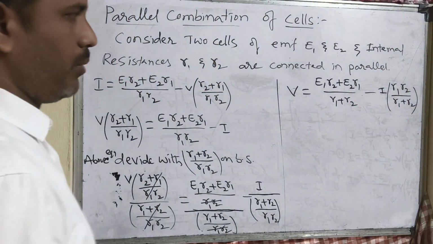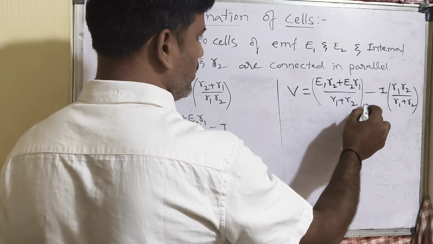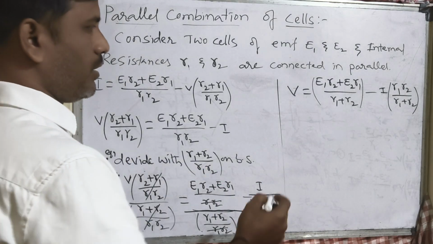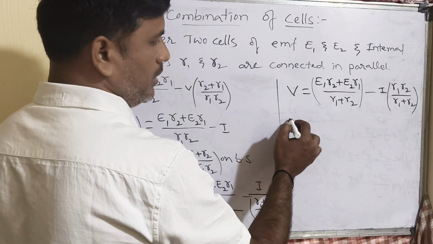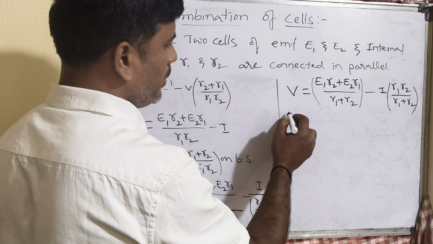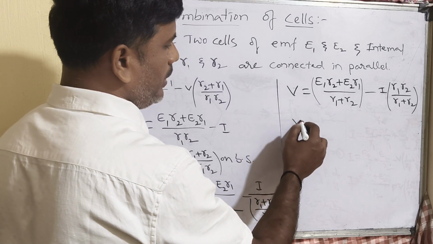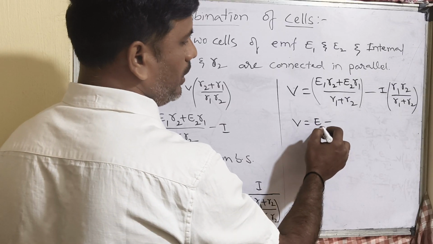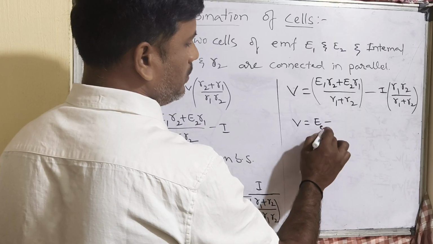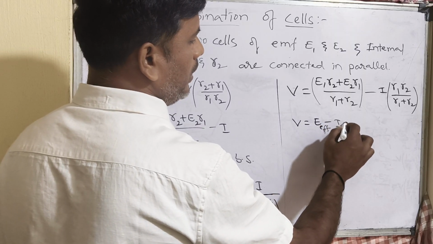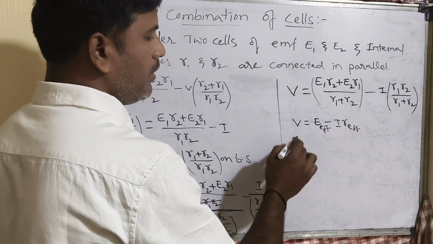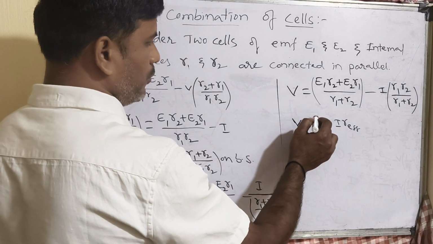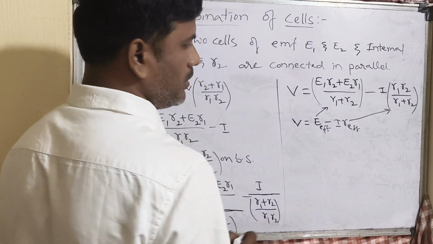This is the terminal potential difference across A and C, that means total A and B. So now here it is compared with the basic equation. The basic terminal potential equation is what? V is equal to E, or E effective, minus I into R effective. It is the terminal potential difference. Now here E effective means this one, R effective means this one.